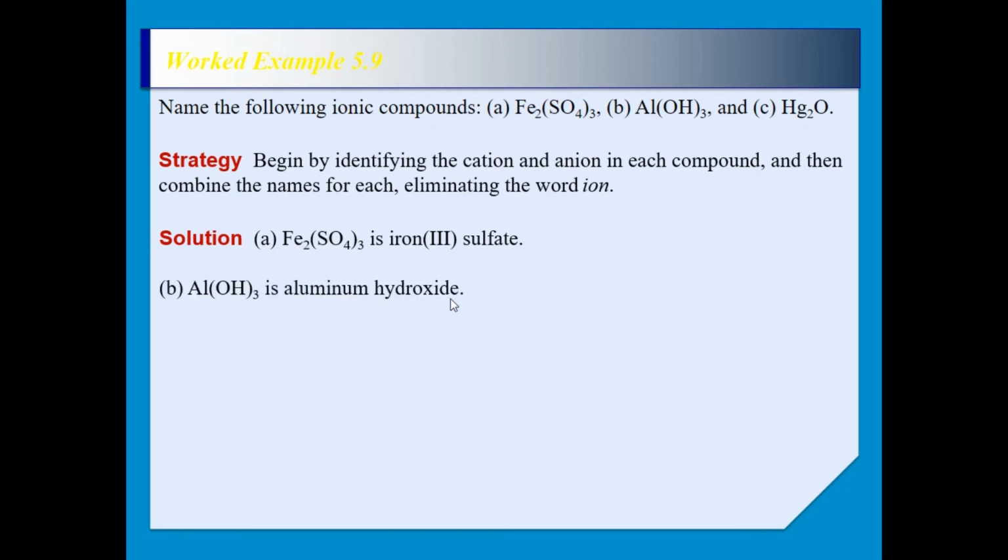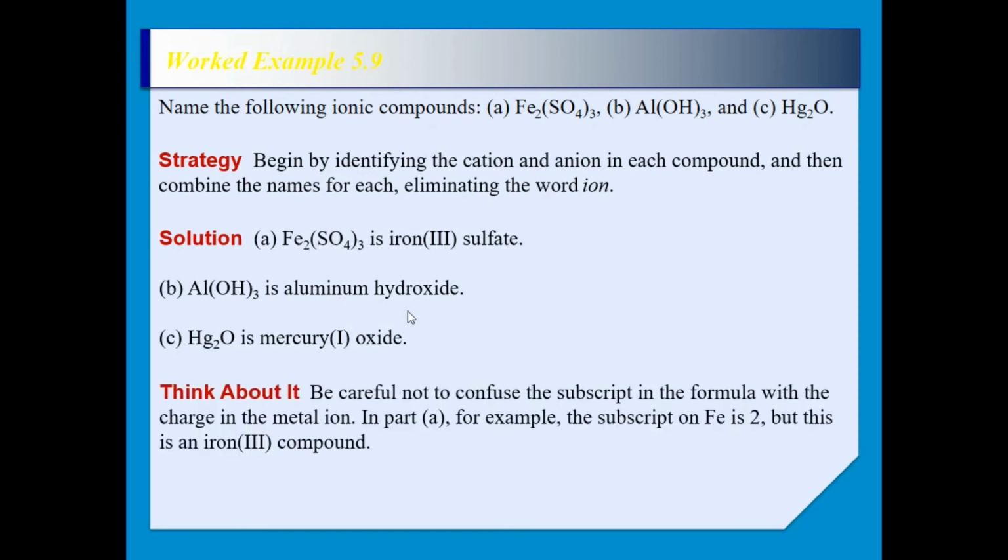Al(OH)3 is aluminum hydroxide. OH is hydroxide, and there are 3 of them. Hg2O2 is mercury(I) oxide. Oxygens are always -2. Don't confuse the subscript in the formula with the charge on the metal ion. The subscript on mercury is 2, but this is mercury(I) in its part.